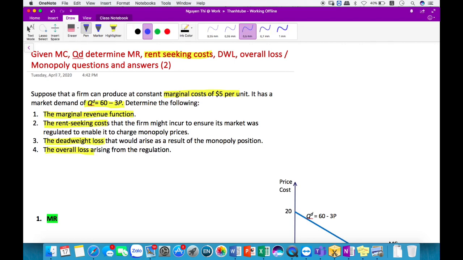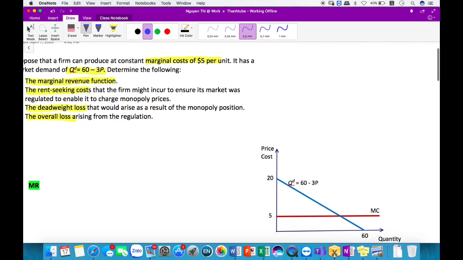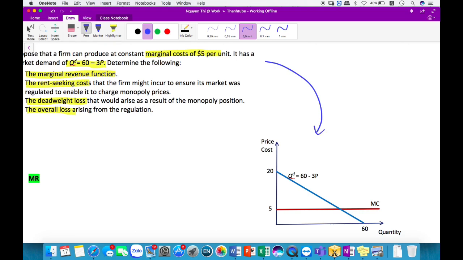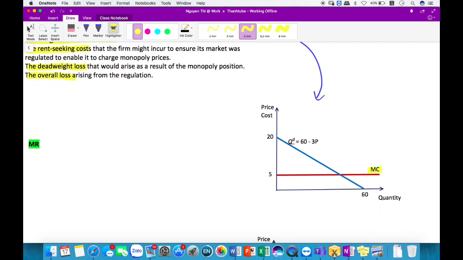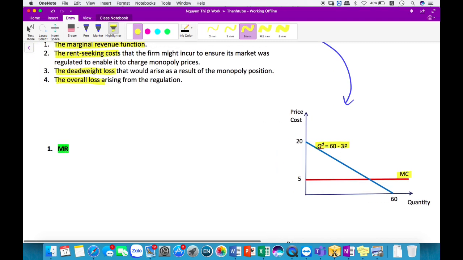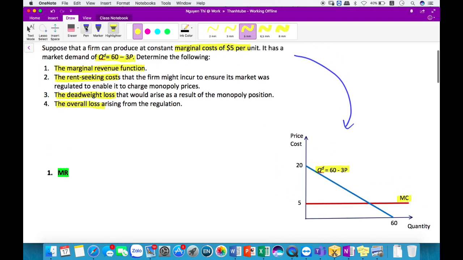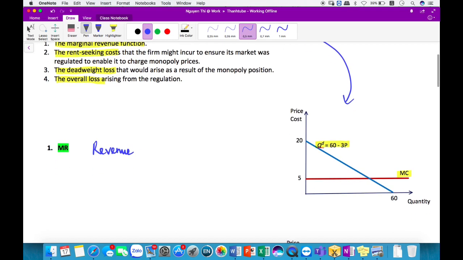So from the information, you need to graph the monopoly market with marginal cost equal to $5 and the demand curve like this. Let's get started with our first question. Determine the marginal revenue function. To get that, you need to define the revenue function.